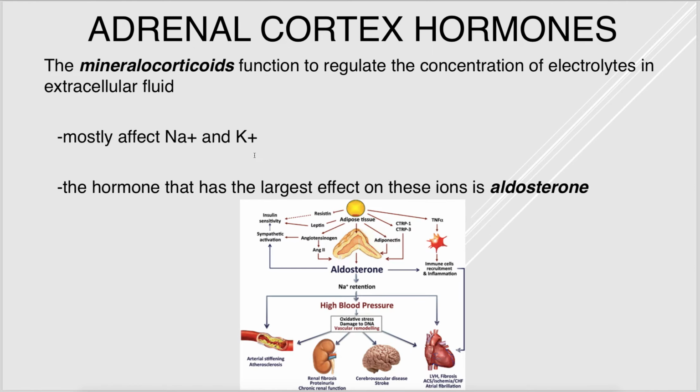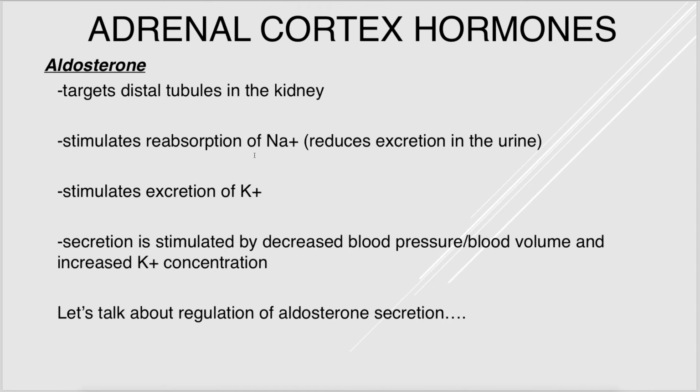So let's talk about the mineralocorticoids, which are going to basically regulate minerals, mostly sodium and potassium. And the big hormone is aldosterone. Okay. So aldosterone is going to target a couple of places in the nephron, including the distal tubules, also a bit at the loop. But it's going to stimulate the body to reabsorb sodium, keep sodium, and also get rid of potassium. Okay. And the secretion of aldosterone is going to be stimulated by decreased blood pressure and blood volume, or an increase in potassium concentration in the blood.